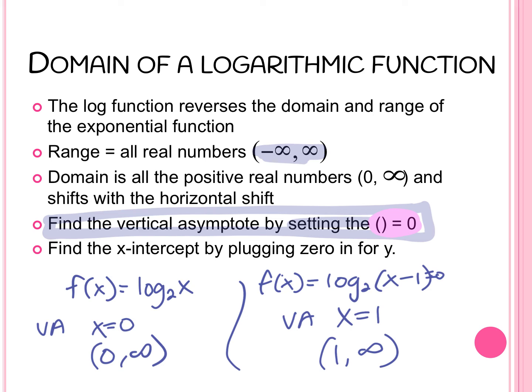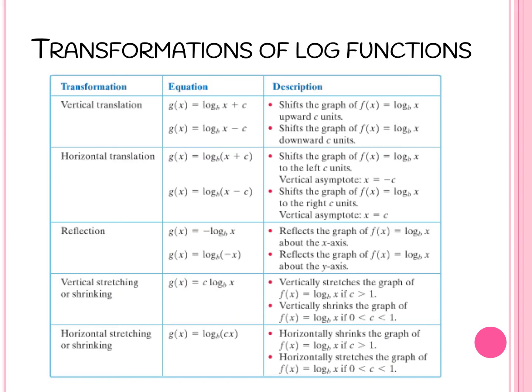So logs always have a vertical asymptote. We graph it first. The translations work the same. If you add this after the function, it's shifting it up and down. That will naturally happen with our plug-in points, and you're not worried too much about what happens with that graph.